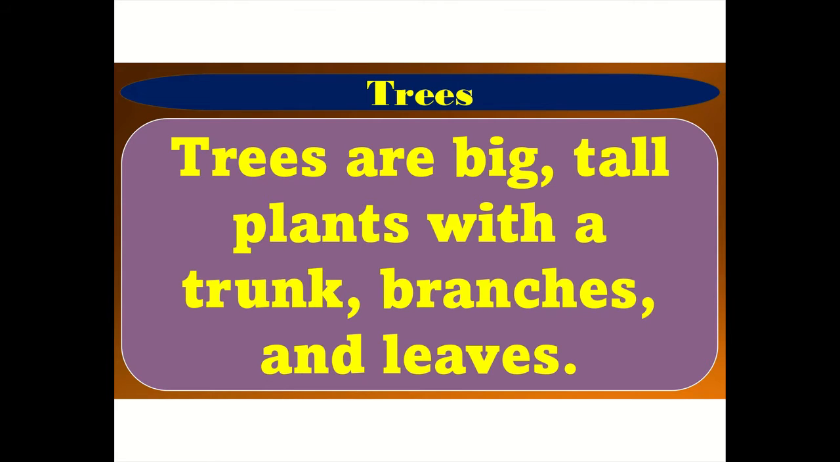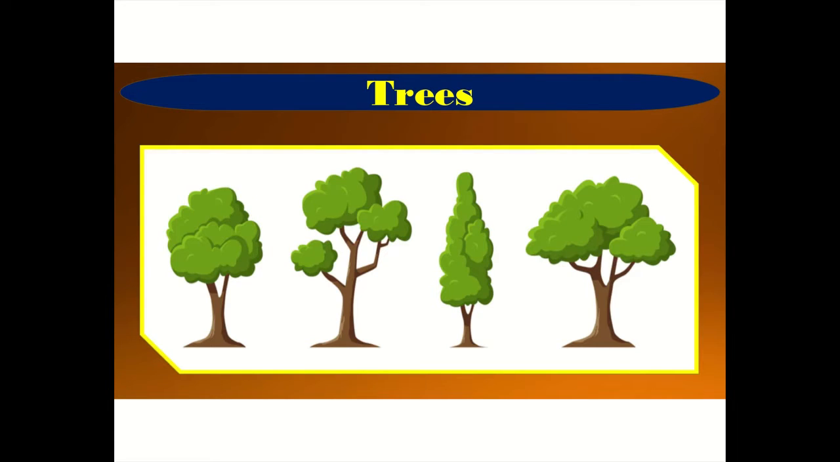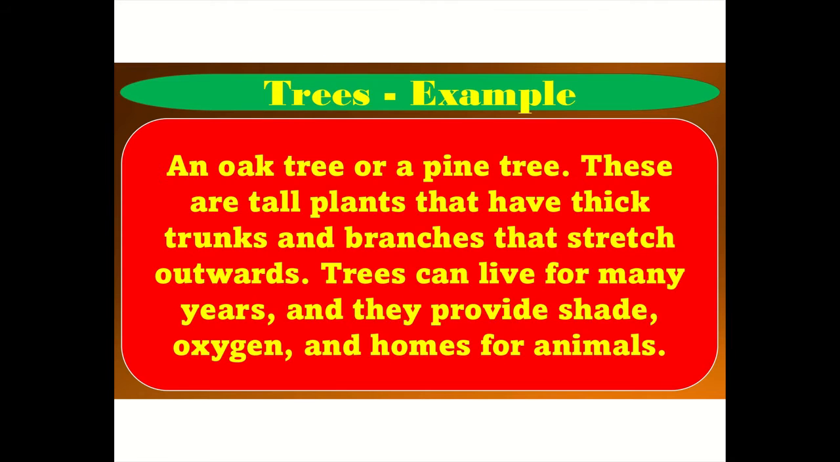Trees. Trees are big, tall plants with a trunk, branches, and leaves. Example, an oak tree or a pine tree. These are tall plants that have thick trunks and branches that stretch outwards. Trees can live for many years, and they provide shade, oxygen, and homes for animals.